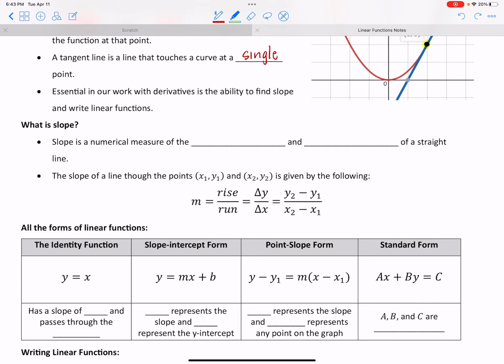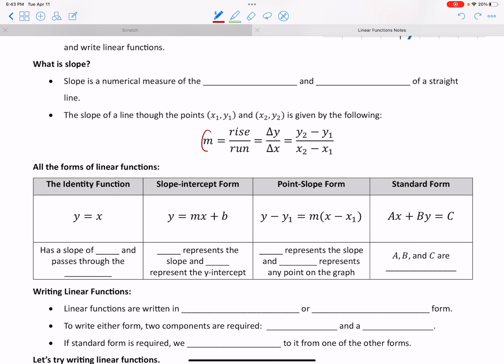So slope, we recall, hopefully, is defined by the letter m, but it's a numerical measure of the steepness of a line as well as its orientation. So the steepness and orientation of a line. So when we talk about slope, positive versus negative, that's the orientation. Is it increasing? So a positive slope means the outputs are increasing. Is it decreasing? So we have a negative slope.